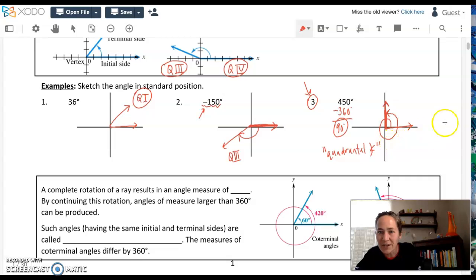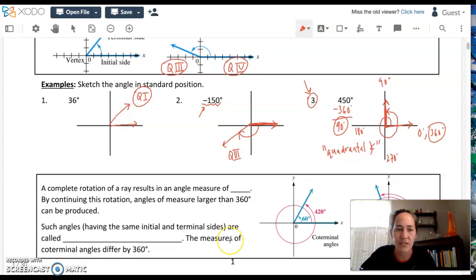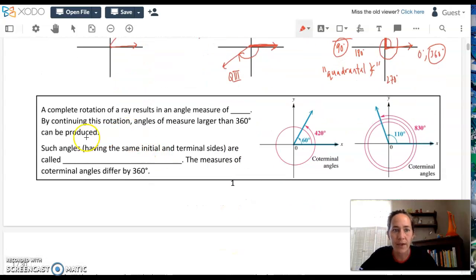Speaking of which, can you name any right now? So 0 degrees is here. Can you name that one? 90 degrees is quadrantal. 180 we've talked about, right on that axis. And then 270 degrees. And by the time you've come back full circle, no pun intended, even though maybe I just intended that, you're back to 360. So let's take some notes on that. A complete rotation of a ray results in an angle measure of 360 degrees.